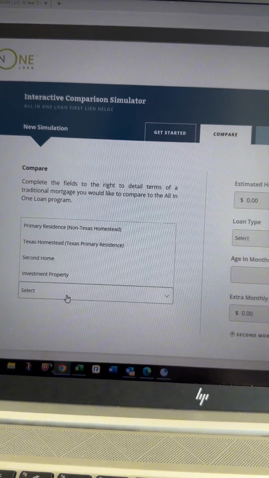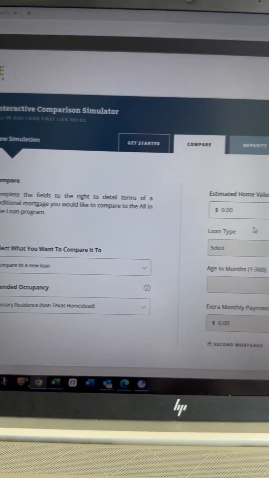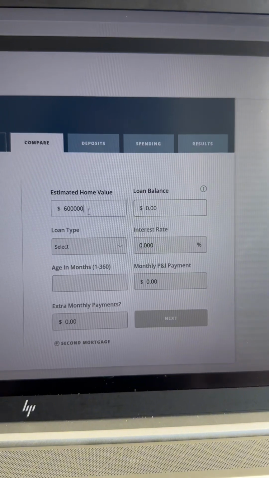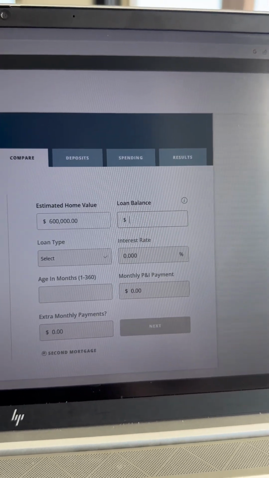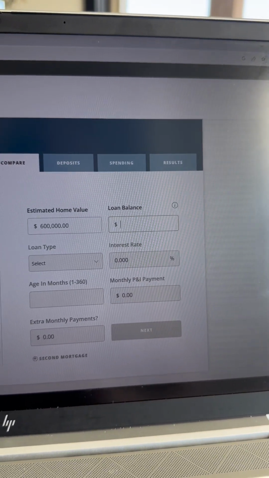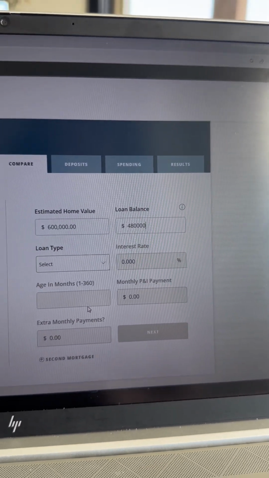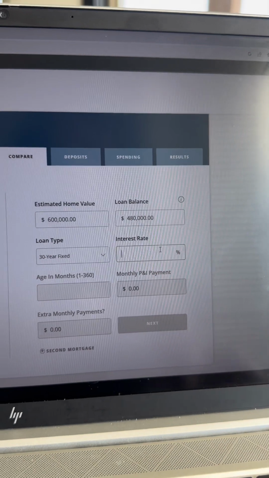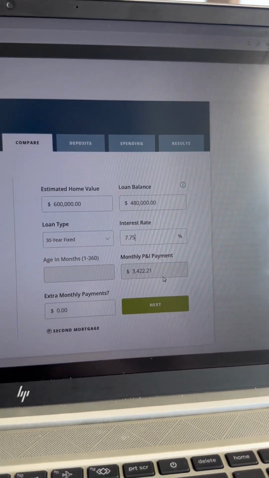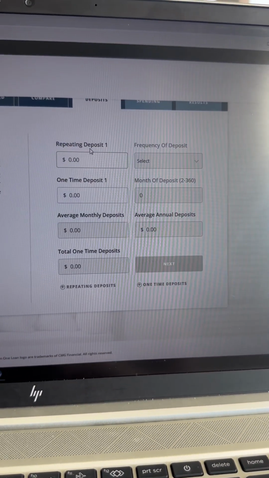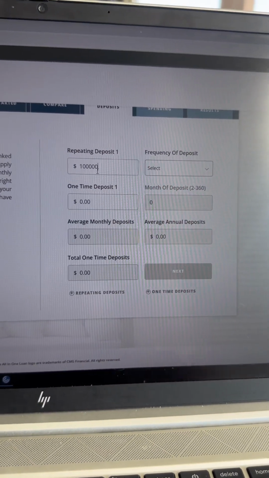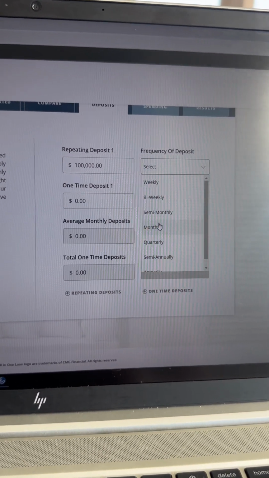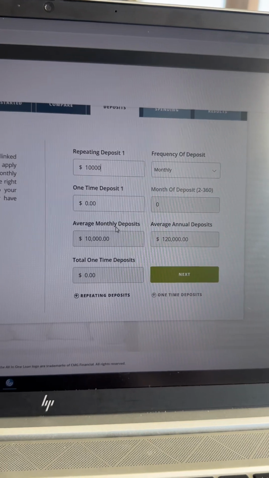So you can even do it for a primary residence. Let's say you want to buy a house for $600,000. You would need 20% down. What is that? 120 down, so 480 financed. 30-year fixed. Today's rate on a conventional loan, I don't know, it's ugly. Let's say 7.75. Okay. Now we're going to do those $10,000 deposits again. Oops, not 100,000. Wouldn't that be nice?